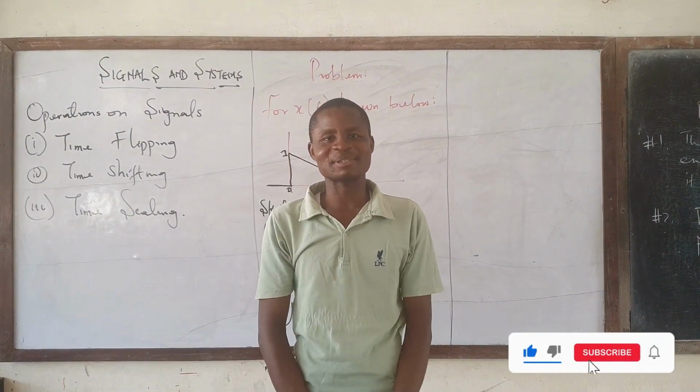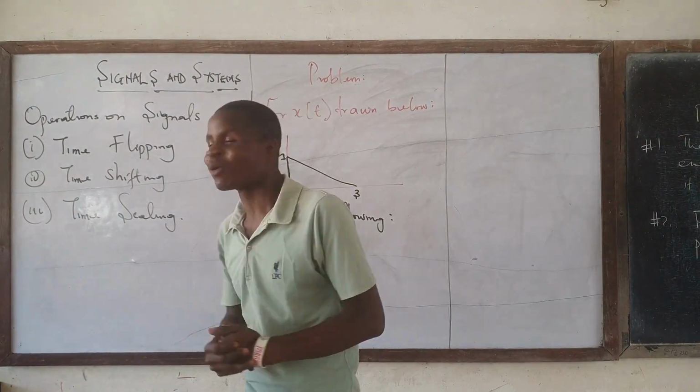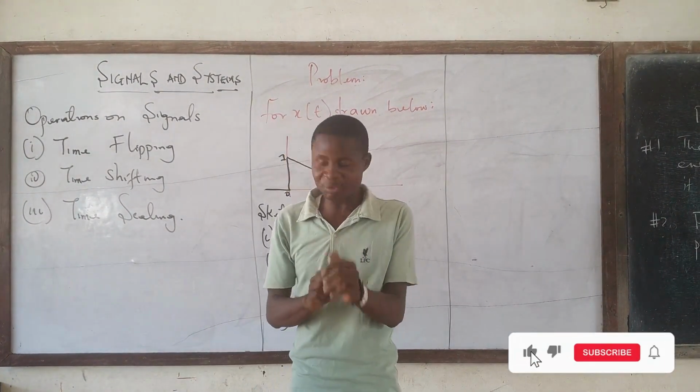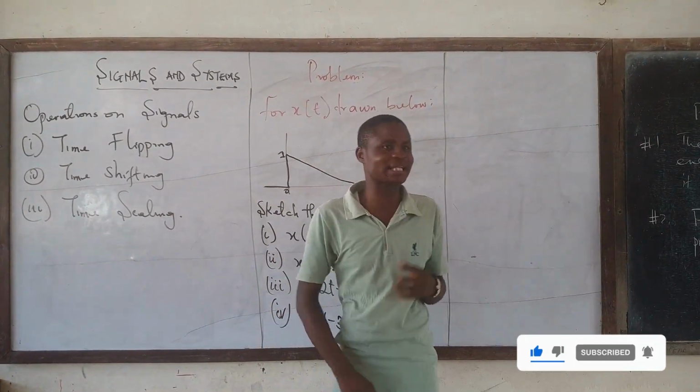We'll continue our studies on signals and systems. Today I'll be talking about operations on signals. We have basically three operations on signals: time flipping, time shifting, and time scaling.